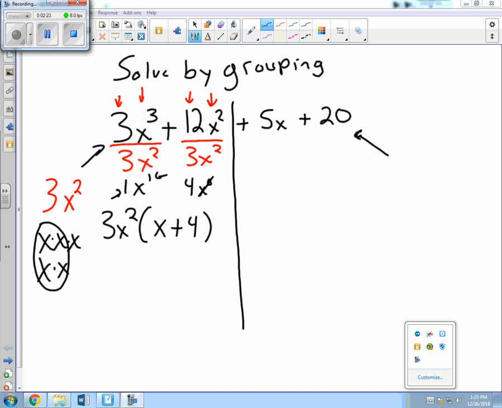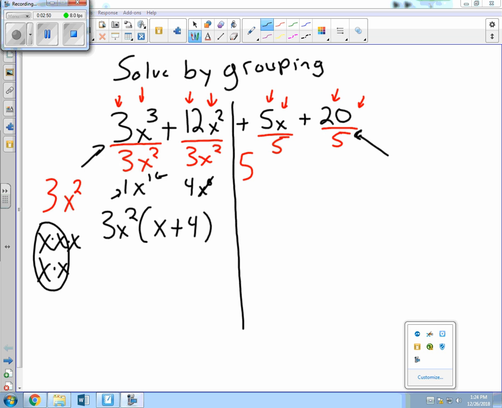Over here on the right, we have 5x plus 20. We're going to take 5x plus 20 and find what's in common between them. Again, I'm going to do this in red. So between 5 and 20, the greatest common factor is 5. Between x and nothing, there's nothing in common between them. So the greatest common factor is 5. So I'm going to divide this by 5, and I'm going to divide this by 5.